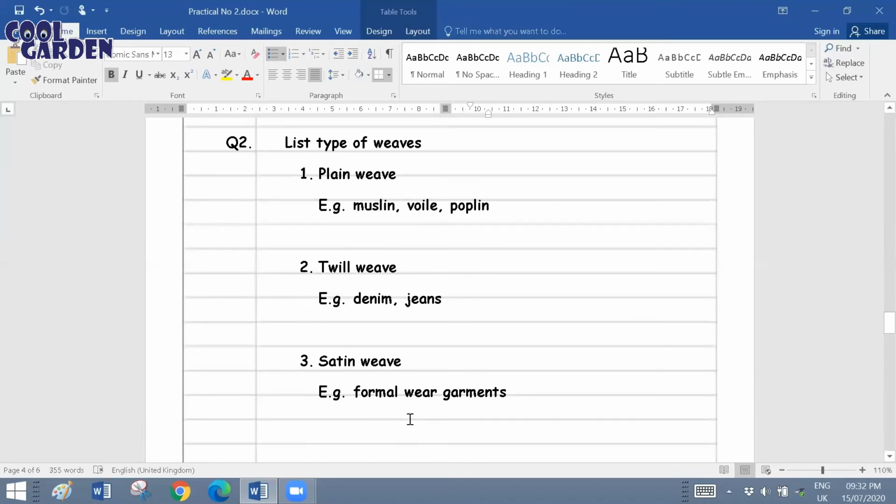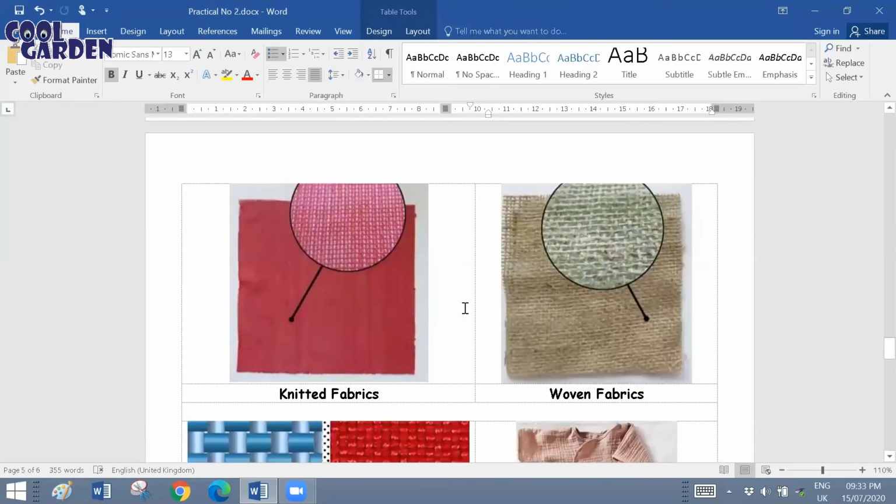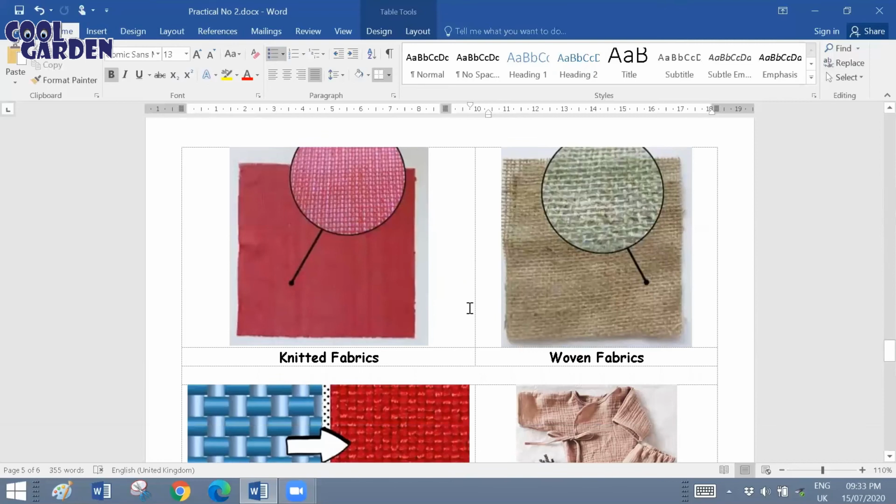If you're talking about formal garments, such as garments that are actually being designed using satin clothes, which is for formal wears, okay, that will have a satin weave, and you will see that it has slightly a glossy or a shiny kind of a texture. Okay, so for list of weaves, 3 types of weaves, and for each of these weaves, you have to write the example as well. In the next part, we have to actually show the pictures.